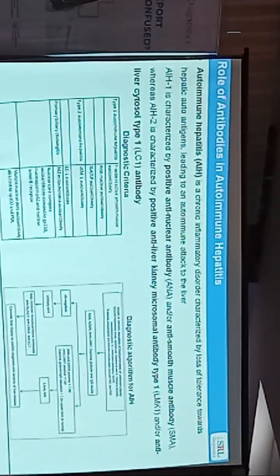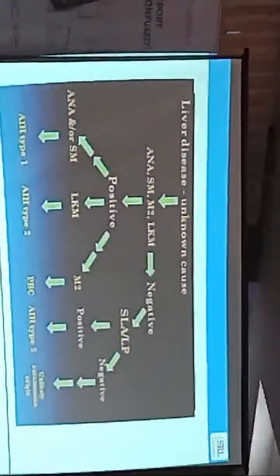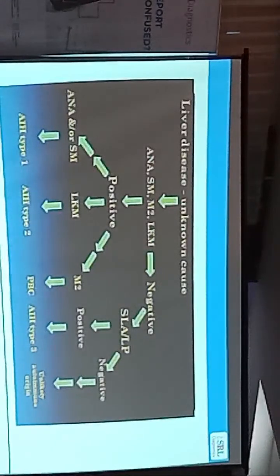So, the autoantibodies which are related to hepatitis are anti-nuclear antibody, anti-smooth muscle antibody, LKM, that is liver kidney microsomal antibody type 1, liver cytosol antibody, and there is a soluble liver antigen and liver pancreatic antigen. So what happens if your ANA and smooth muscle is positive, you are probably dealing with AIH type 1. If the LKM is positive, you are dealing with AIH type 2. And if your soluble liver antigen is positive, it is the type 3 one.